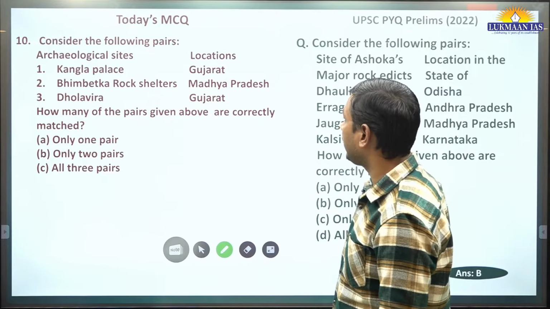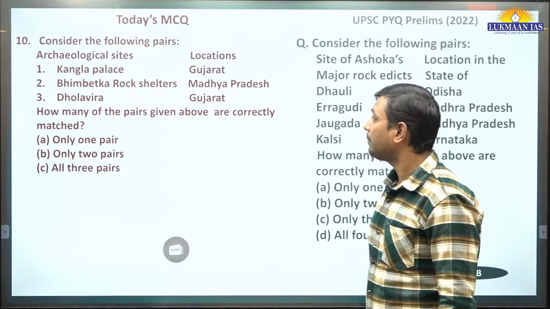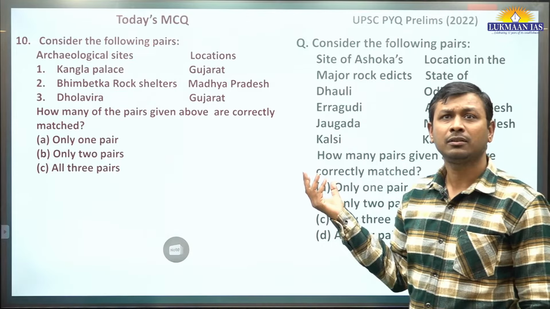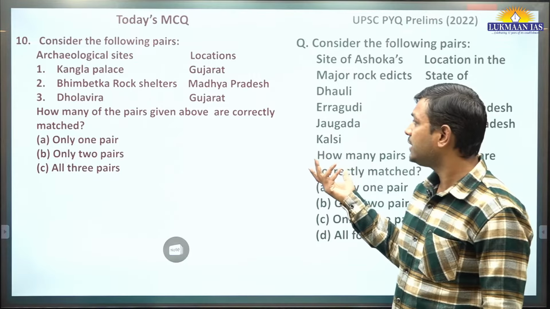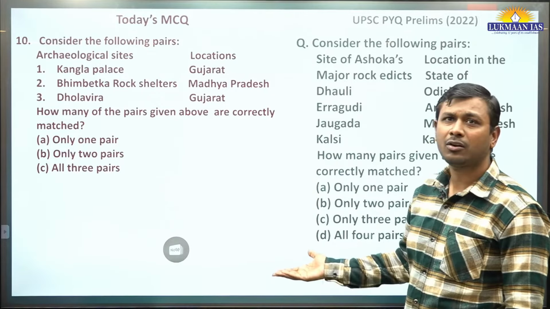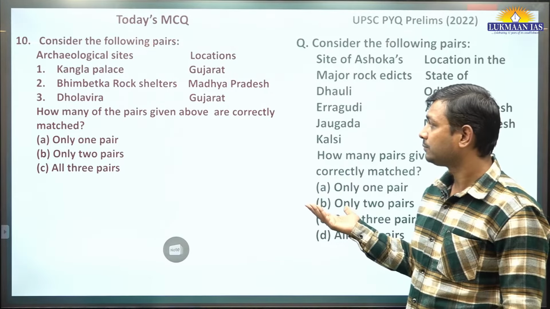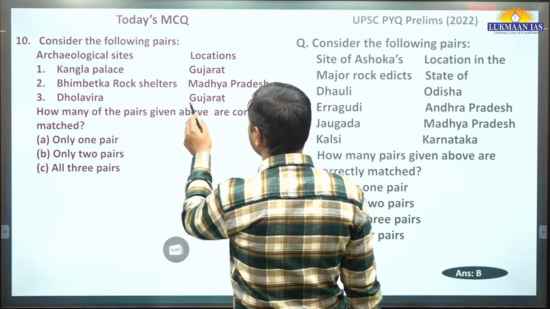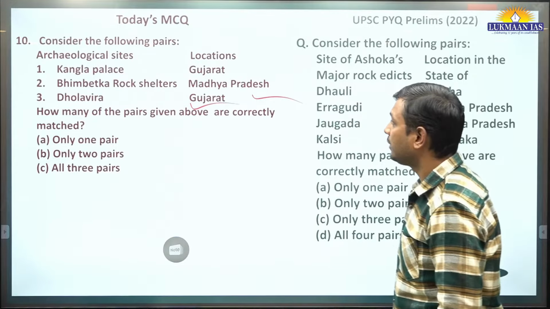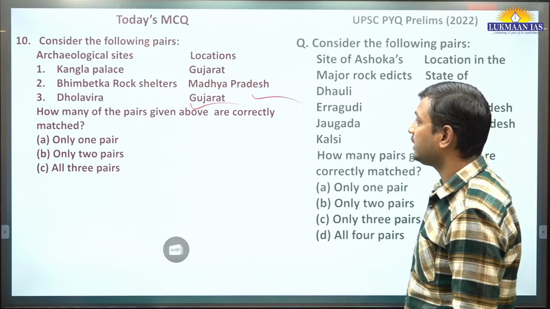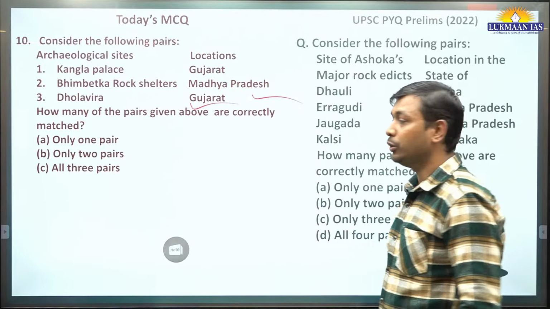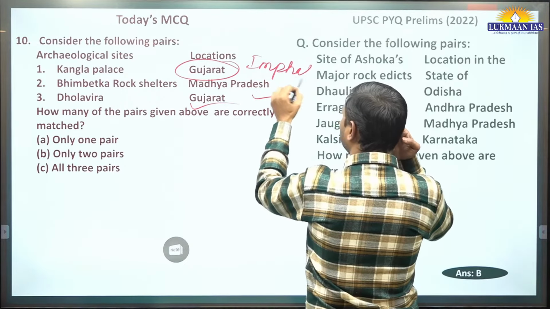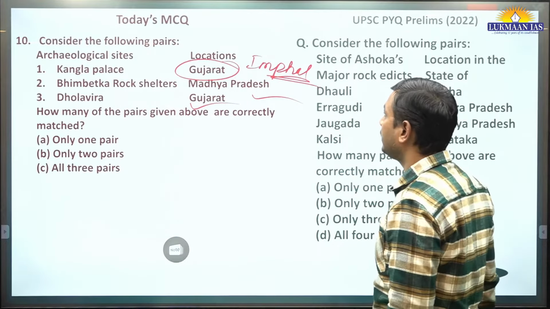So in that way we have framed the question. Consider the following pairs of archaeological sites and location: Kangla Palace, Bhimbetka Rock Shelters and Dholavira. I think it is a very easy question. You can give the answer. Bhimbetka Rock Shelter, is it in Madhya Pradesh? Yes, it is in the state of Madhya Pradesh, a prehistoric site. Dholavira is located in Gujarat. And Kangla Palace, is it in Gujarat? No, it is not in Gujarat. It is basically located in Imphal.